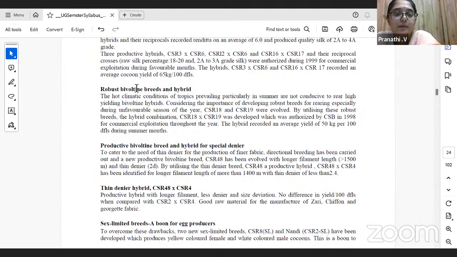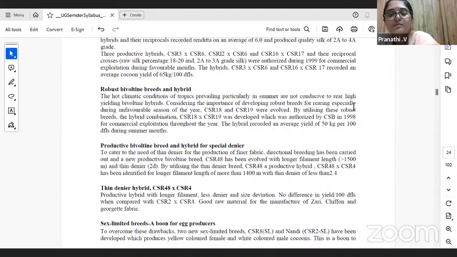Now, if you see bivoltine breeds and hybrids, you get to see that depending upon the climatic conditions, the conduciveness of silkworm rearing is also going to change. So it is not going to be very useful, if at all, to rear high yielding bivoltine breeds during the summer season. So based on this, we need something to rear during the unfavorable season, because of which CSR 18, CSR 19 were evolved.